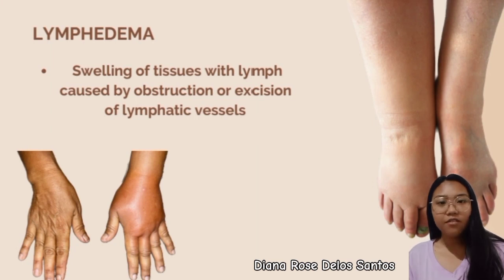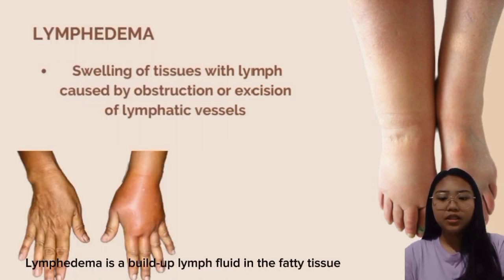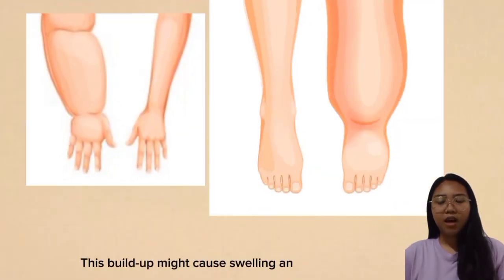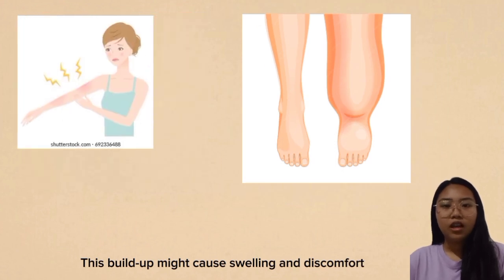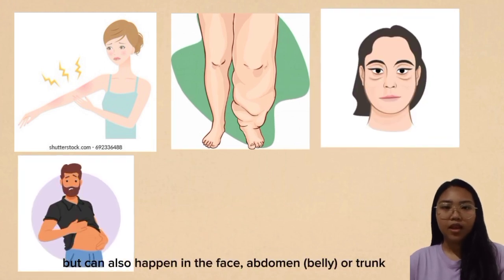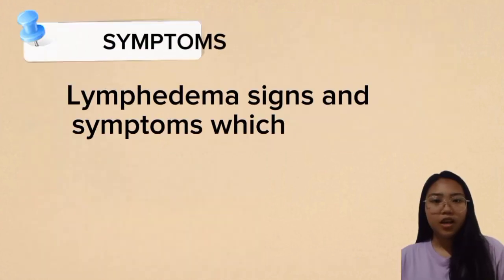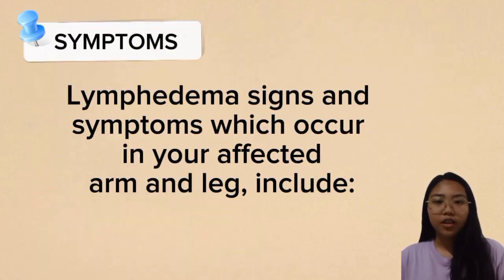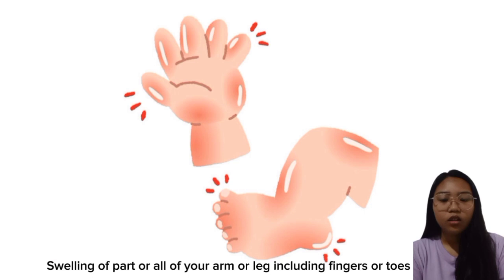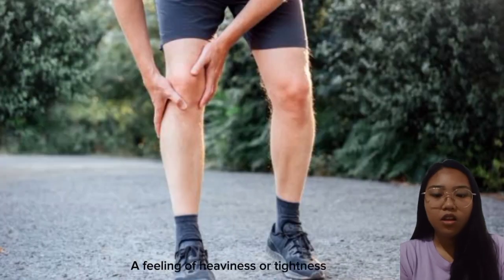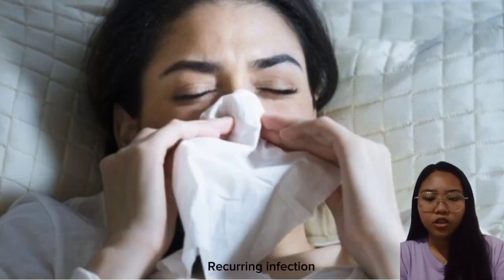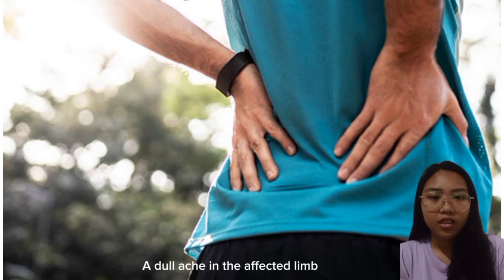So next is lymphedema. Lymphedema is a buildup of lymph fluid in the fatty tissue just under your skin. This buildup might cause swelling and discomfort. It often happens in the arm or leg, but can also happen in the face, abdomen, and trunk. Lymphedema signs and symptoms in your affected arm or leg include swelling of part or all of your arm or leg, including fingers or toes, a feeling of heaviness or tightness, aching or discomfort, recurring infections, and a dull ache in the affected limb.